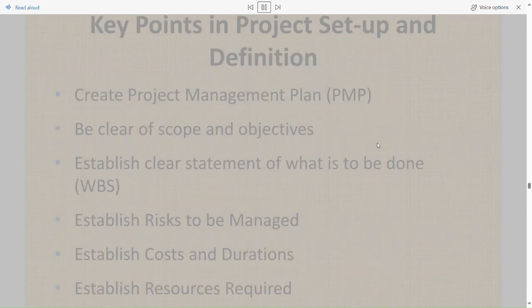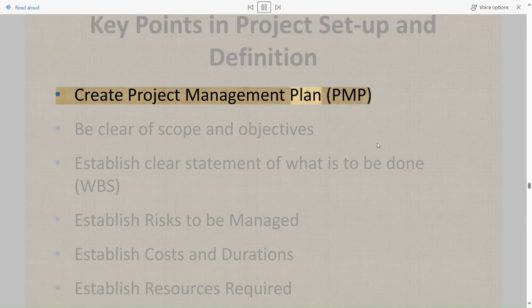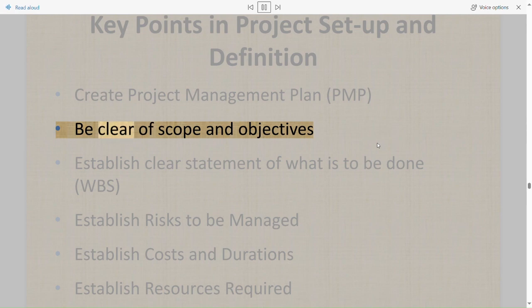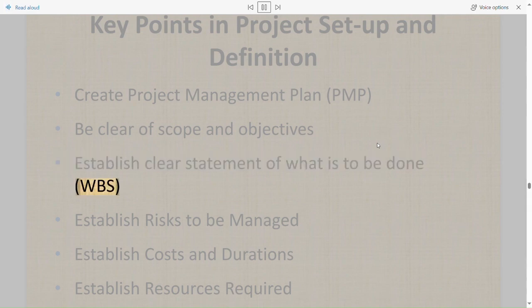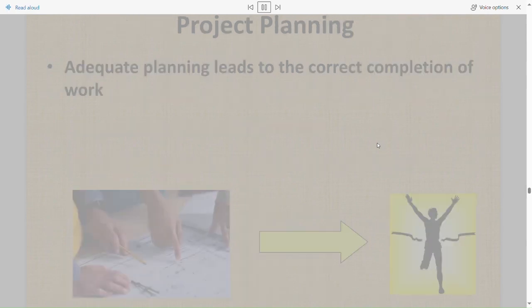Key points in project setup and definition. Create project management plan, PMP. Be clear of scope and objectives. Establish clear statement of what is to be done, WBS. Establish risks to be managed. Establish costs and durations. Establish resources required.